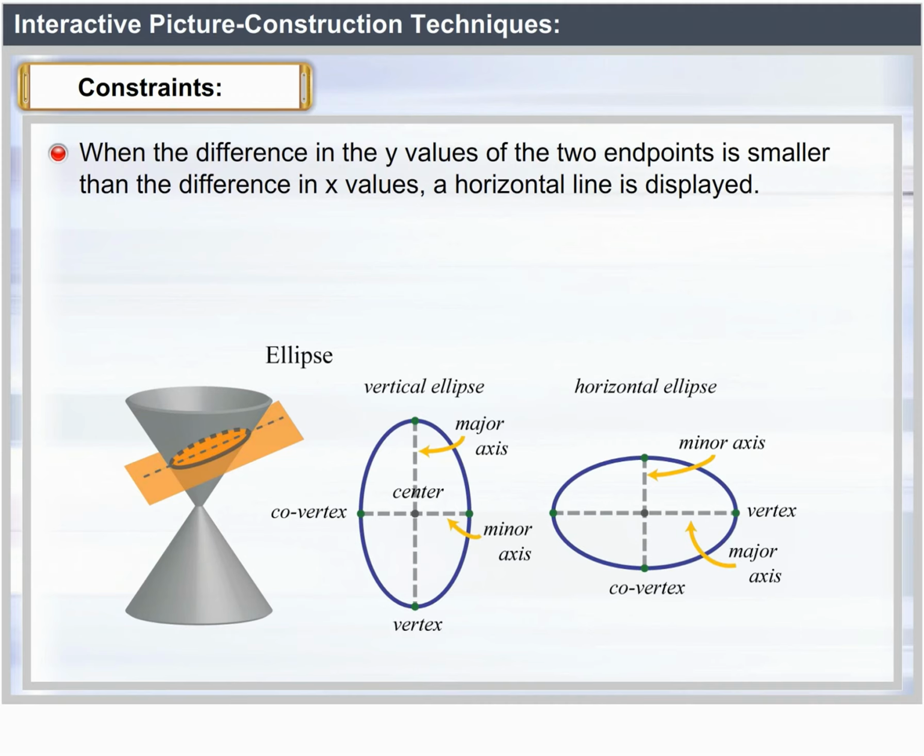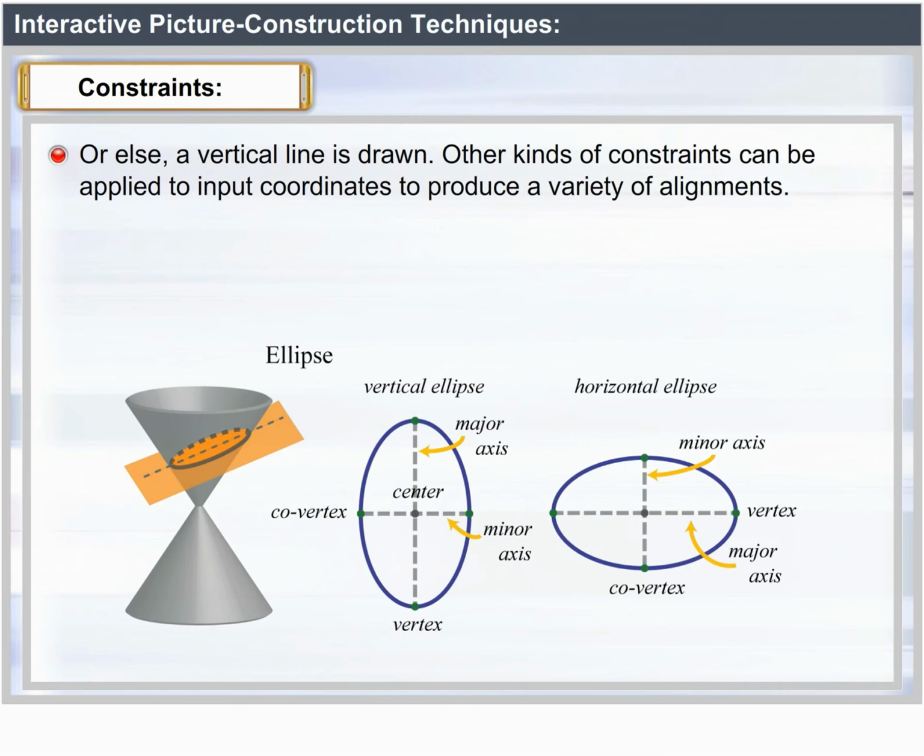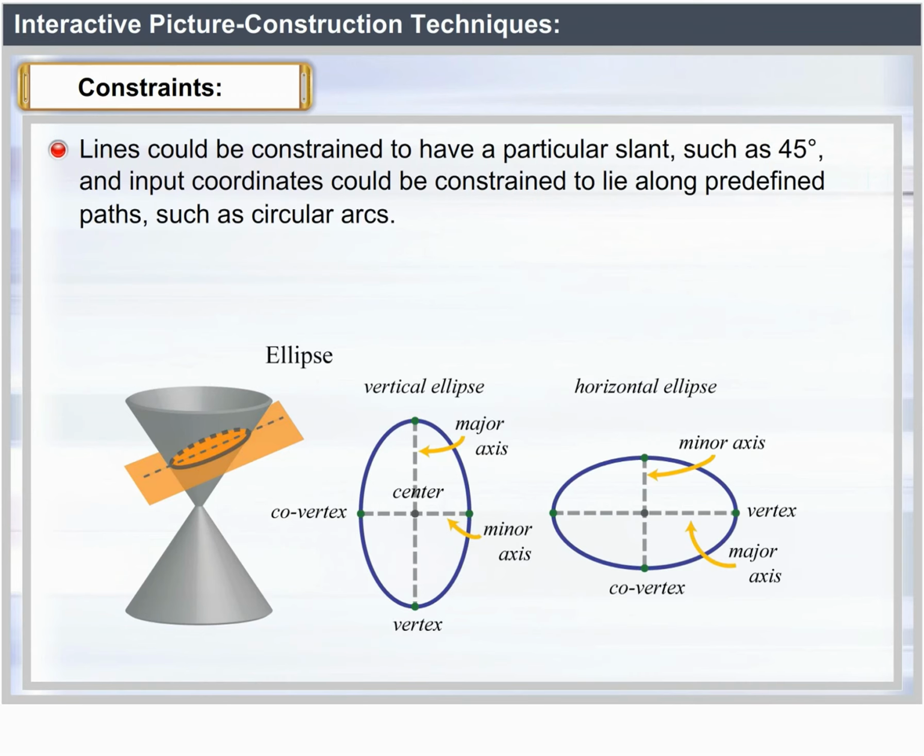Other kinds of constraints can be applied to input coordinates to produce a variety of alignments. Lines could be constrained to have a particular slant, such as 45 degrees, and input coordinates could be constrained to lie along predefined paths, such as circular arcs.